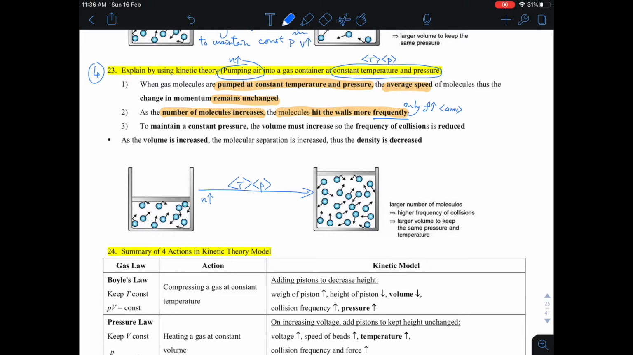Okay? And now if the frequency increases, that means the pressure is increasing, in fact. But now we want to maintain a constant pressure, so again the volume has to be increased so that the frequency of collision is reduced. Therefore, the pressure can be kept constant. So we try to use some symbols to help us understand. N increases, frequency increases, pressure increases, but then to maintain constant pressure, what we need to do is the volume needs to be increased.